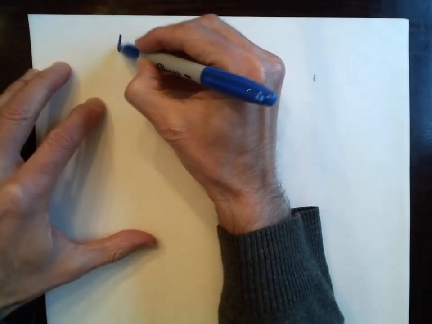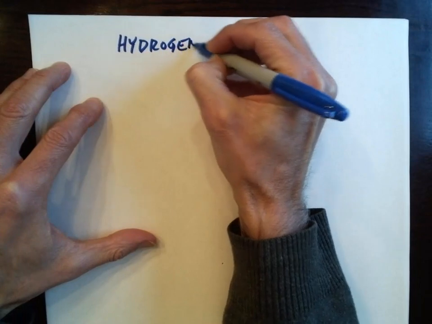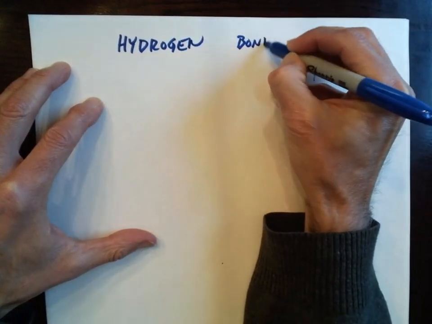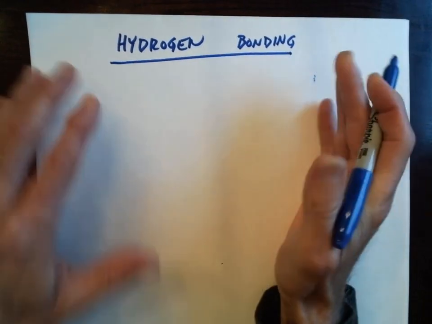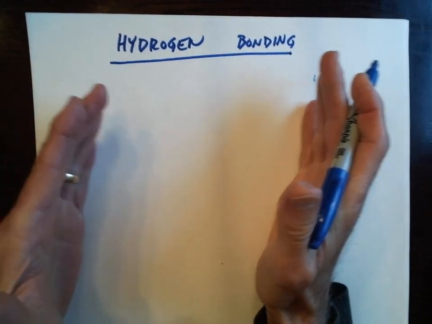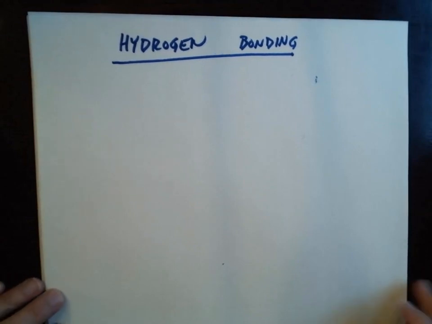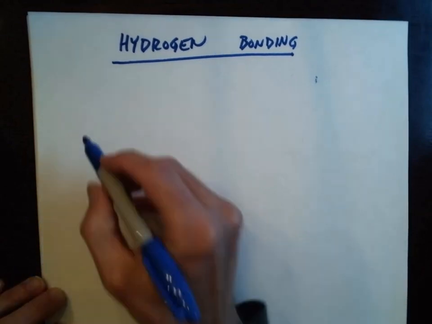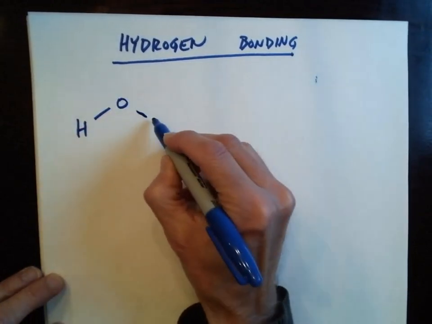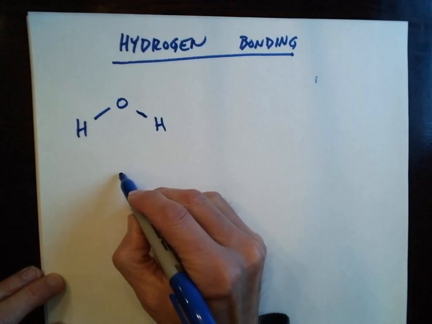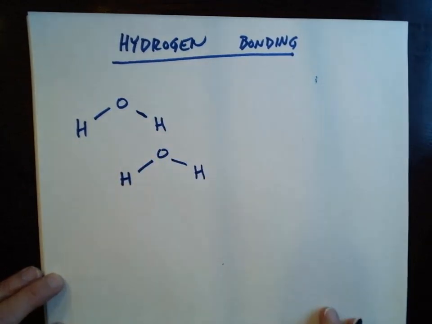All right, we are going to discuss a special type of intermolecular force known as hydrogen bonding, which is particularly strong. So this is going to be very good at bringing two different molecules together. A typical example of this is the hydrogen bonding that occurs between two water molecules.